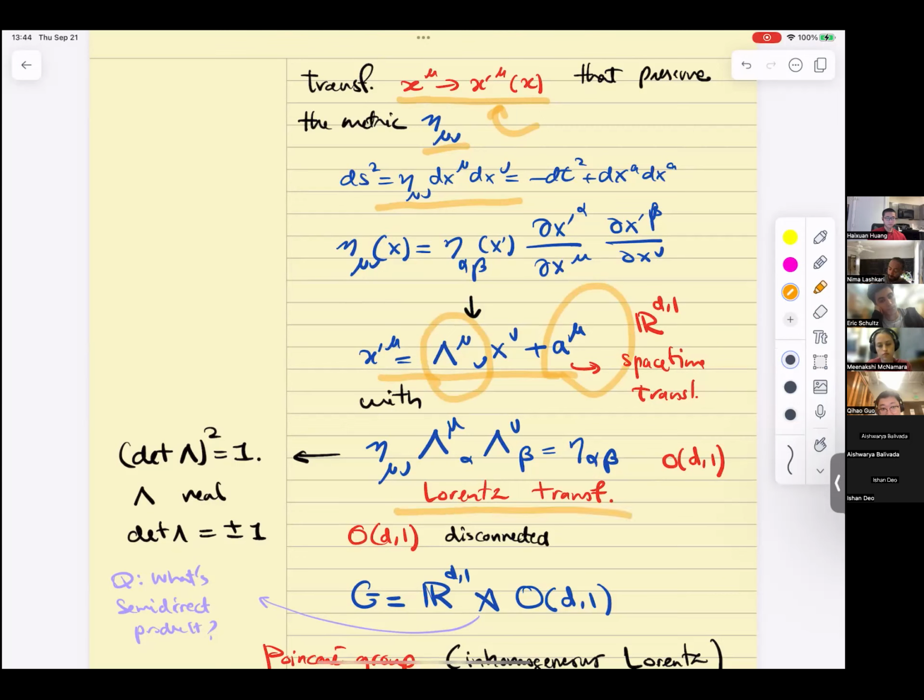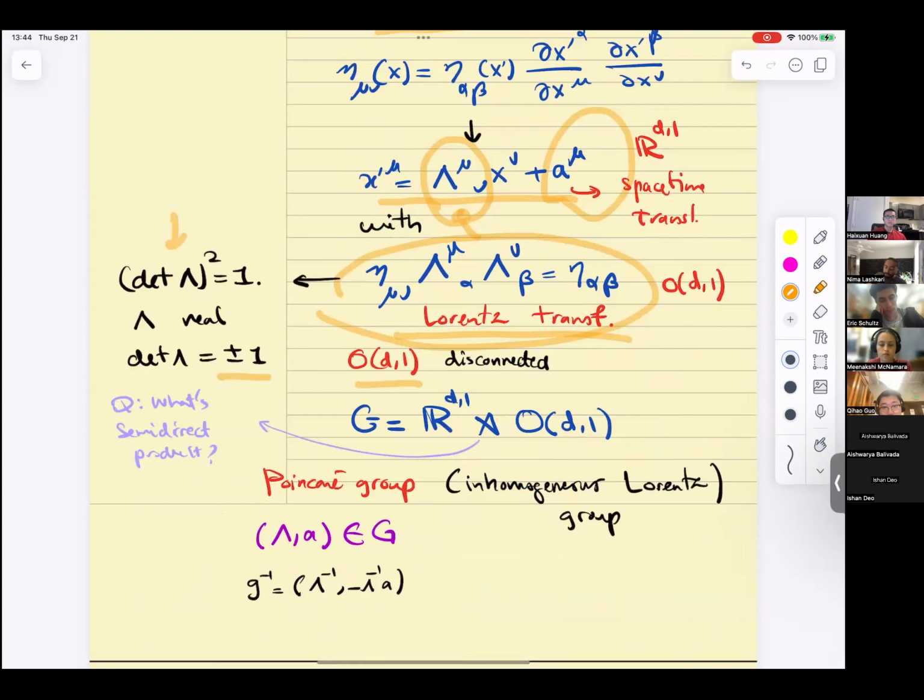So for a matrix like this, a tensor like this, to leave the metric invariant, you should have this Lorentz condition, right? And we already talked about what these matrices look like. We're going to come back to it. But one obvious thing is that the determinant of lambda squared has to be 1, which tells you that the determinant of lambda is plus or minus 1.